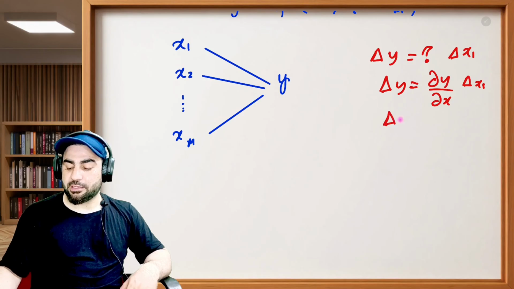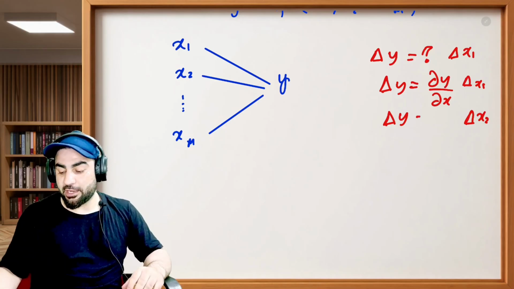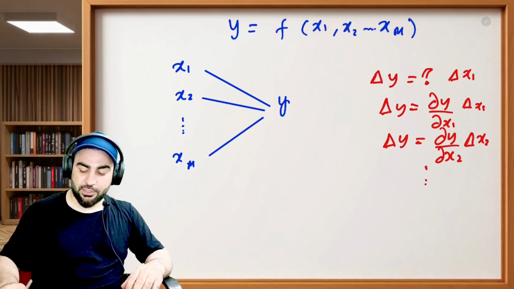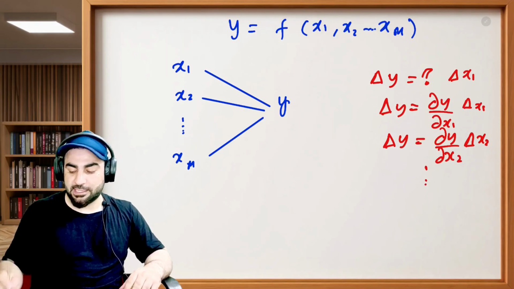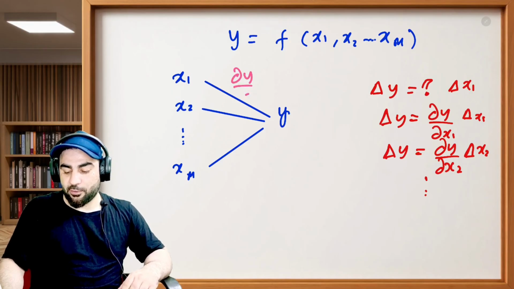Similarly, this delta y also is related to delta x2. A change in x2 will somehow impact delta y. So we can again write a partial derivative of this sort, dou y by dou x2, and so on. In order to make this influence diagram, I'll write these things above these: dou y by dou x1, dou y by dou x2, and dou y by dou xm.